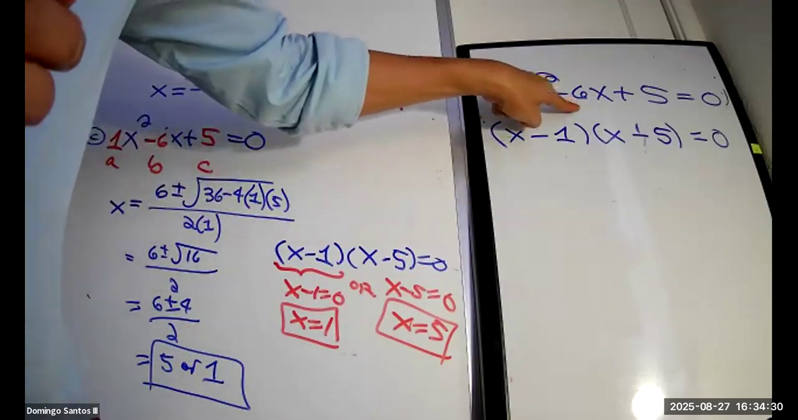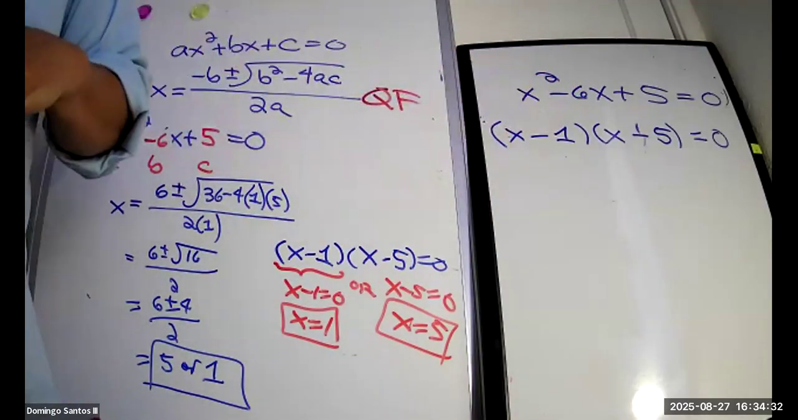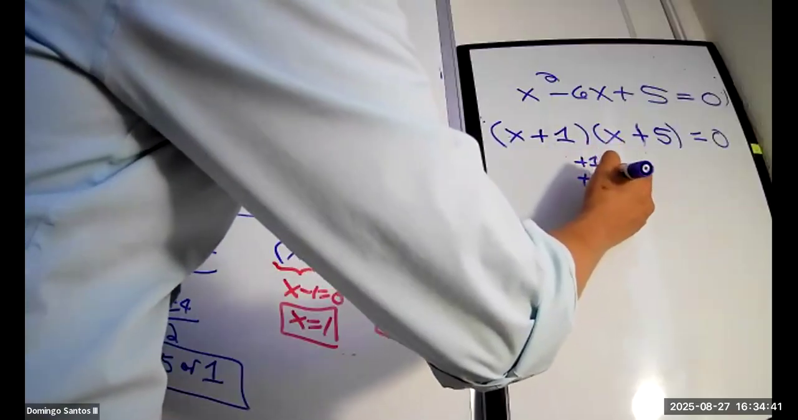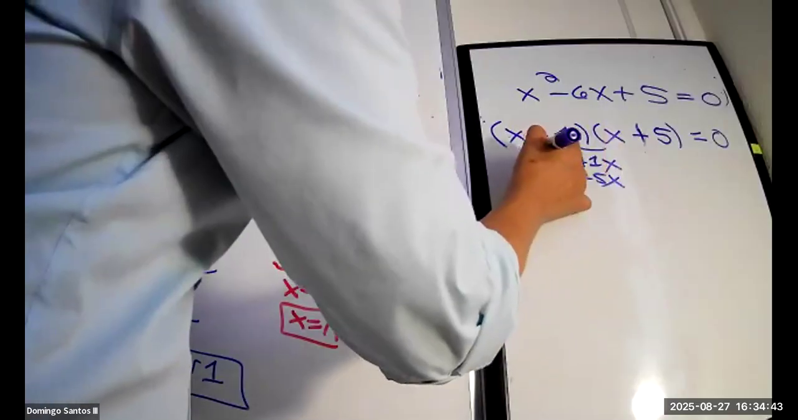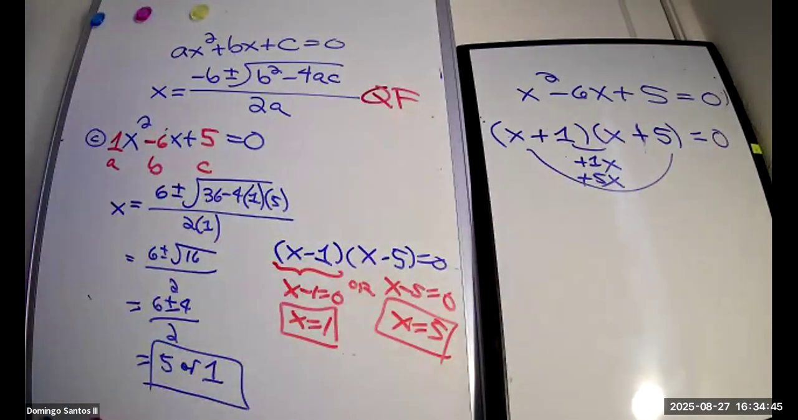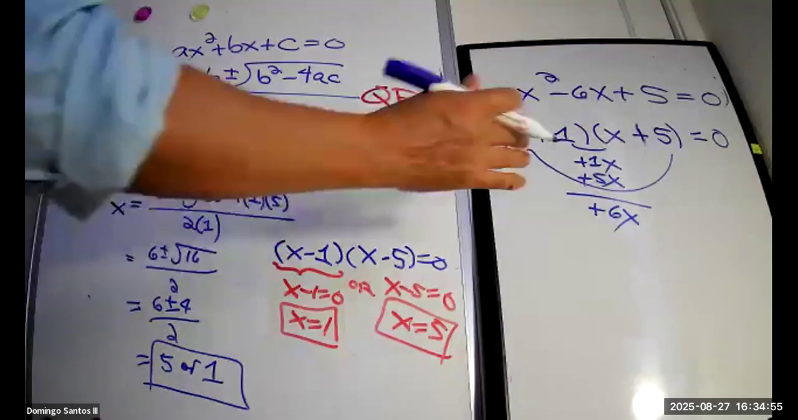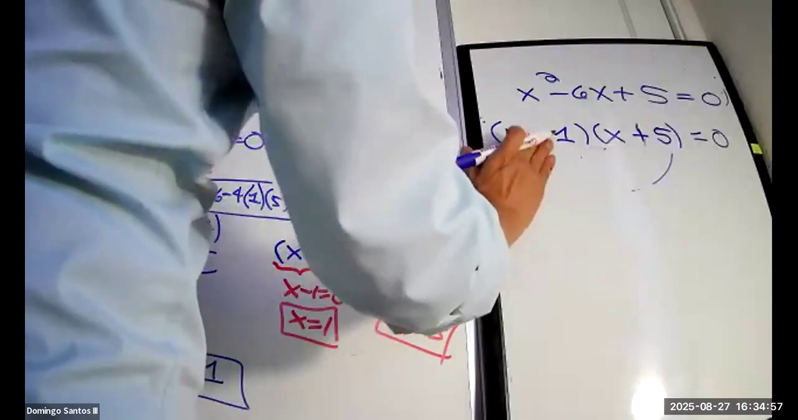Now, look at this one. This is a negative 6x, right? Had this been positive, this would give you positive 1x and positive 5x if you do the Smiley thing, the FOIL thing. And this will give you positive 6x. Is that what you want, George? No. I want a negative. So this would not work.